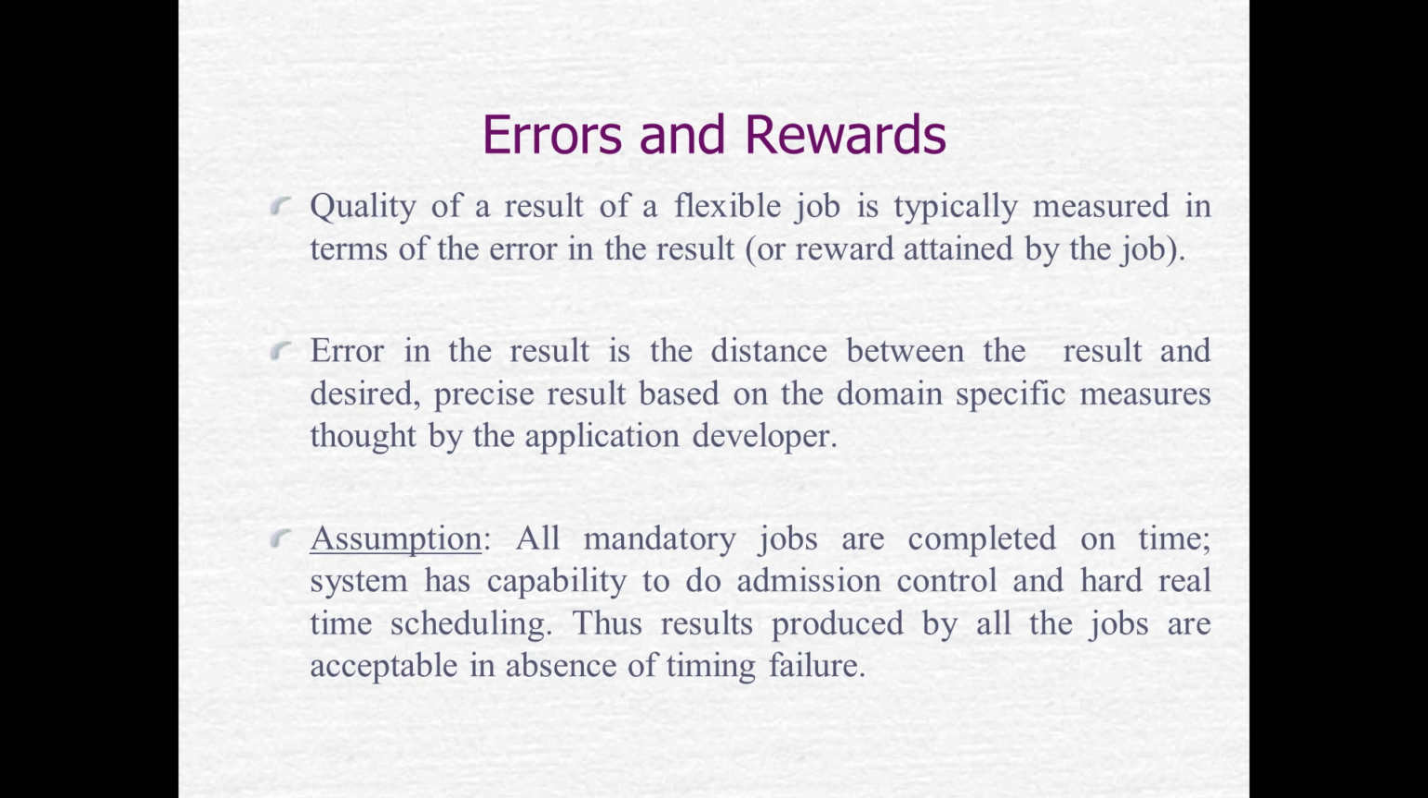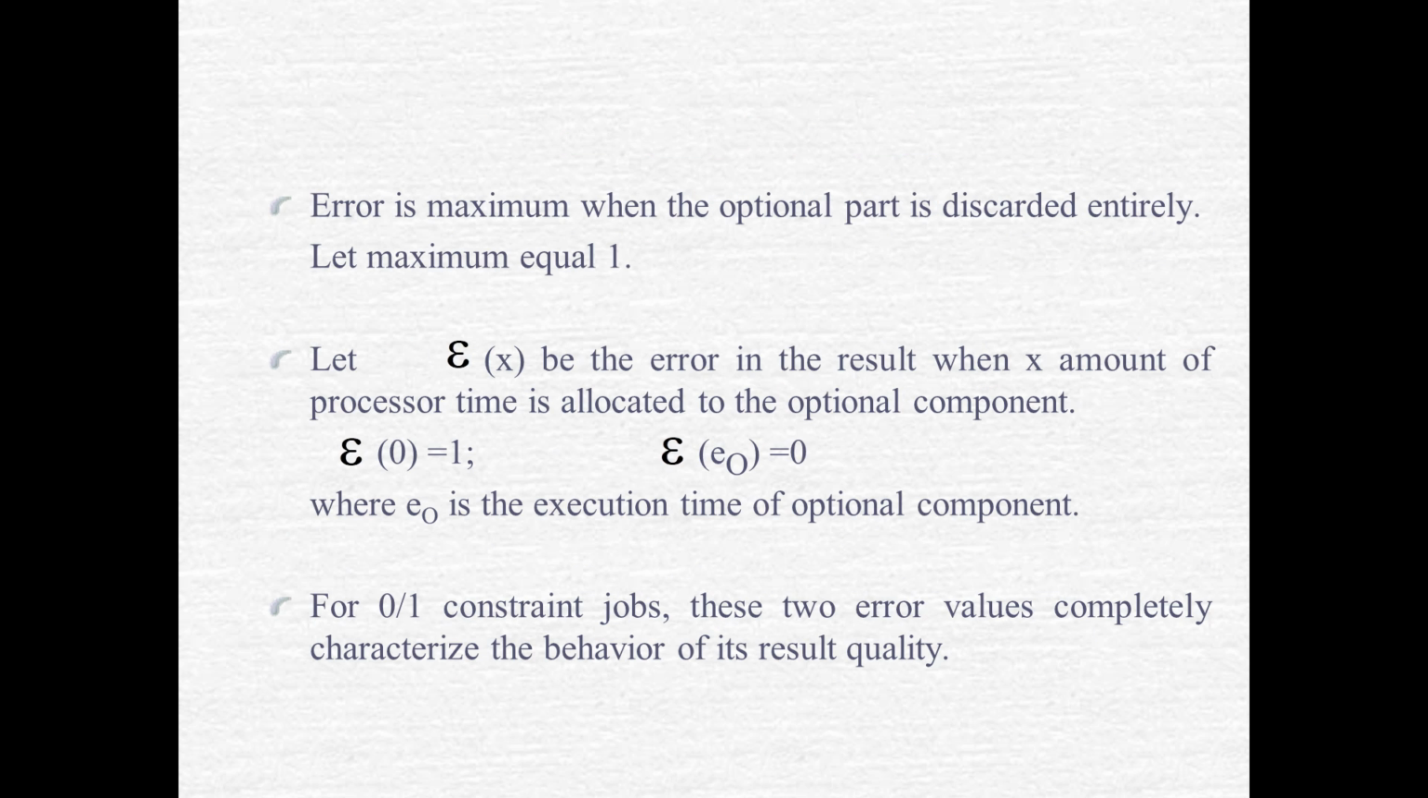We have the assumption that all mandatory jobs are completed on time. The system has the capability to do admission control and hard real-time scheduling. Thus, the results produced by all the jobs are acceptable in the absence of timing failure. Error is maximum when the optional part is discarded entirely. Let the maximum equal 1.